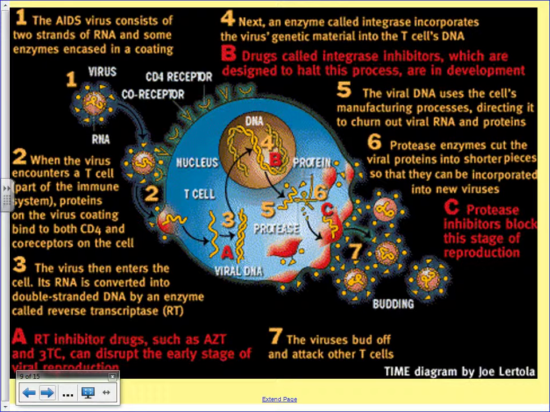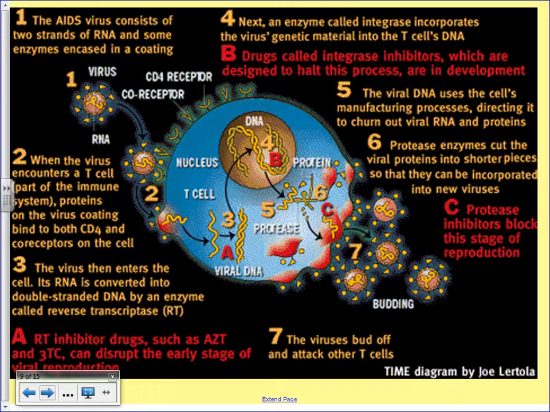RNA is converted to double-stranded DNA by an enzyme called reverse transcriptase. This is what your cell uses to copy its own DNA. Next, an enzyme called integrase incorporates the virus's genetic material into the cell's DNA. Again, it's something your cell makes in case its DNA gets damaged. It can put it back together. The viral DNA uses the cell's manufacturing directions to churn out viral RNA and proteins. Protease enzymes cut the viral proteins into shorter pieces, essentially so that they can be put together, and it becomes an assembly line.